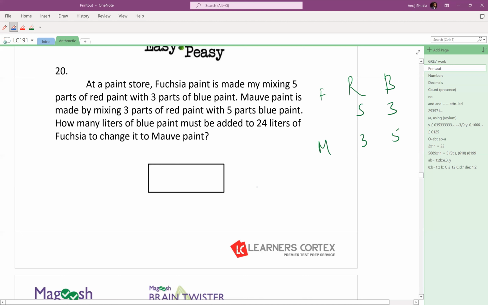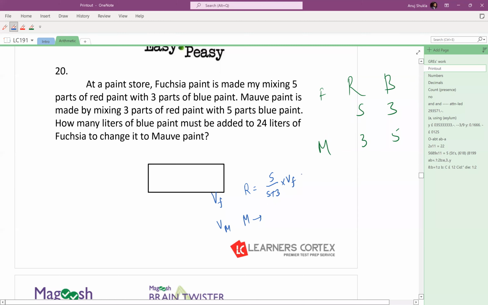If I ask in fuchsia, what is the quantity of red content? Suppose fuchsia paint is VF, meaning volume of fuchsia paint, and for mauve it is VM. What is the quantity of fuchsia paint totally? VF, 24. What is the quantity of red in fuchsia paint? Can I say it is 5 divided by 5 plus 3 into VF? Can I say like that?